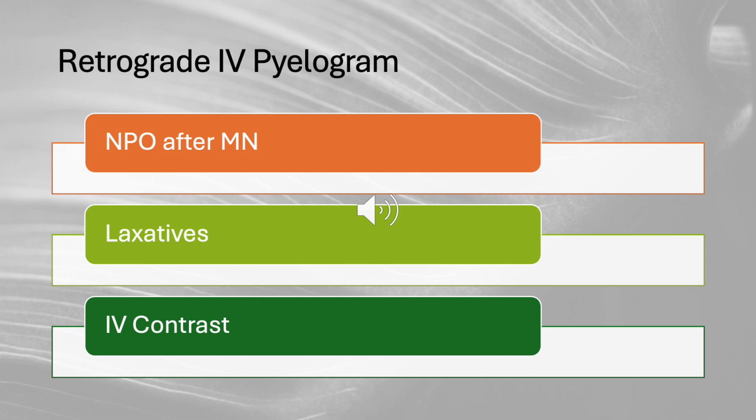So all those interventions we talked about earlier, like holding metformin, giving fluids, checking the BUN and creatinine, you would do that for somebody with a retrograde IV pyelogram test.